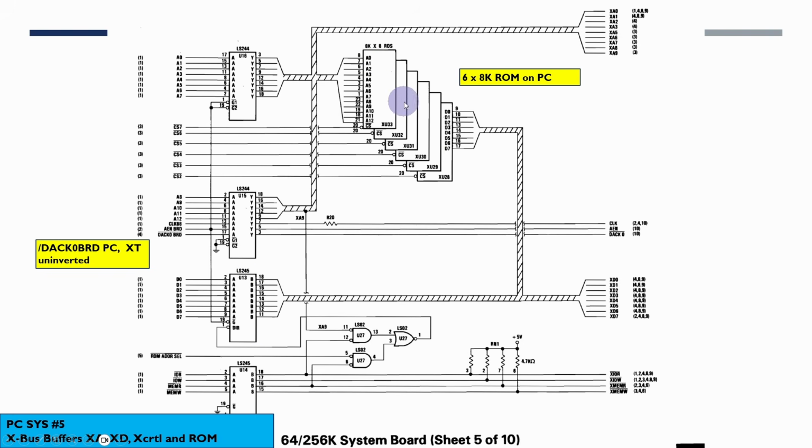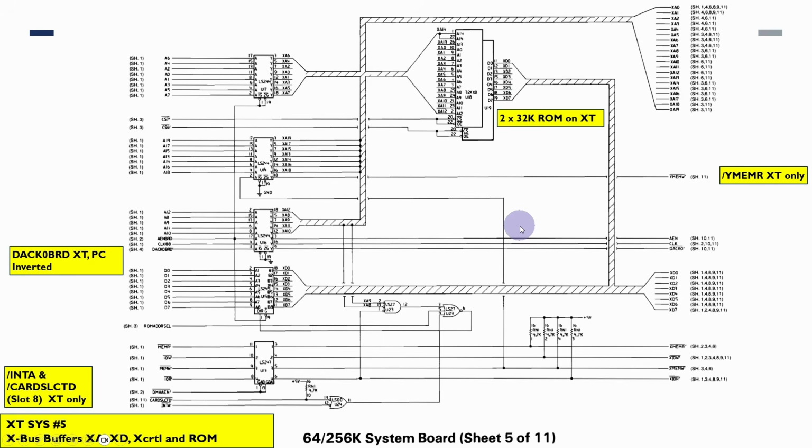chips here. So on the PC, there were space for up to 6 8K ROMs. And the DAC 0, the DMA acknowledged 0 line, was actually used for doing the dynamic RAM refresh. On the PC, this is active low. On the XT, it is active high. And we can see here that with the XT, because it's a number of years later, the 8K ROMs have been replaced by 2 32K ROMs.